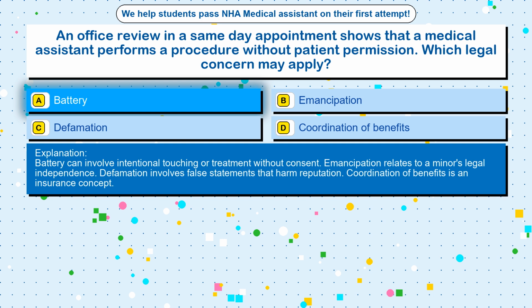Battery can involve intentional touching or treatment without consent. Emancipation relates to a minor's legal independence. Defamation involves false statements that harm reputation. Coordination of benefits is an insurance concept.